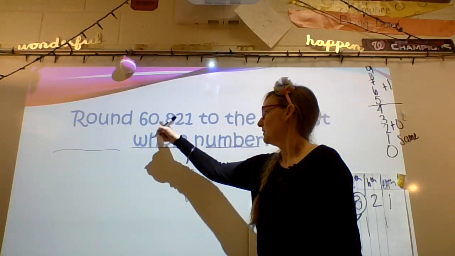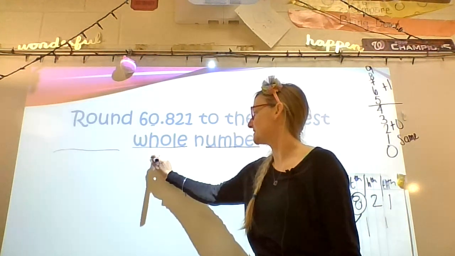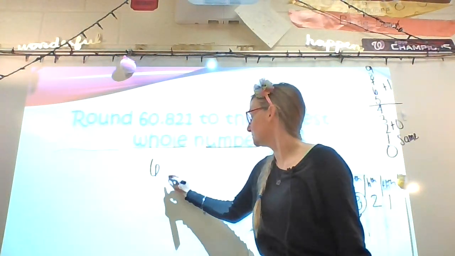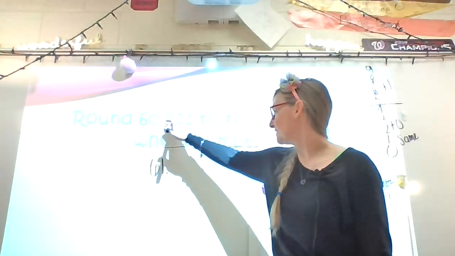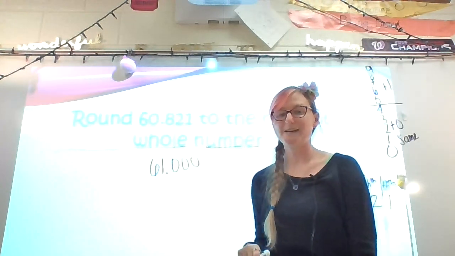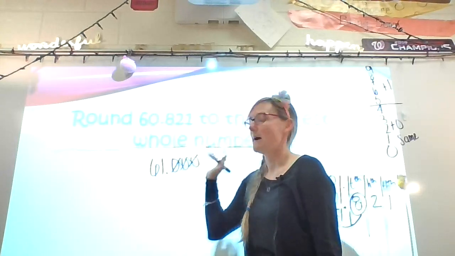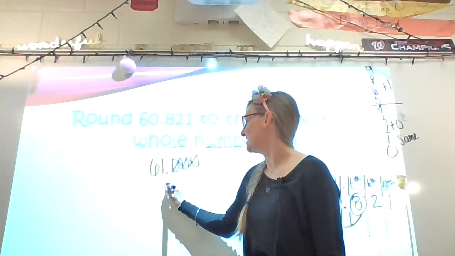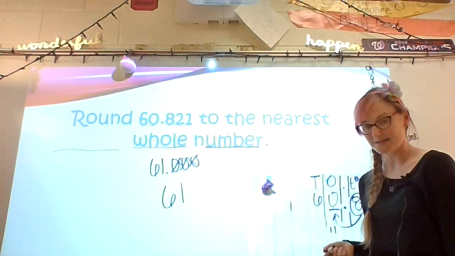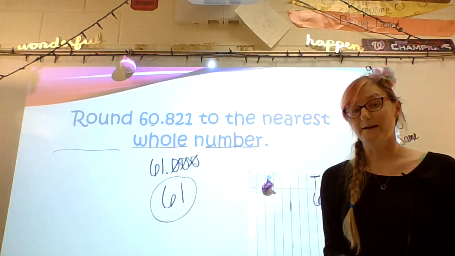So that 6, which is to the left of the place I'm rounding, is going to stay the same. That 0, we said that it grew by 1. And then everything to the right of the place that we round, we usually make those zeros. But again, since we have that decimal number, we are going to say poof, be gone, which means that this number, 60 and 821 thousandths, rounded to the nearest whole number, is going to be 61.